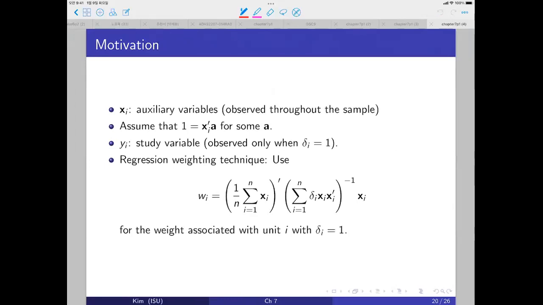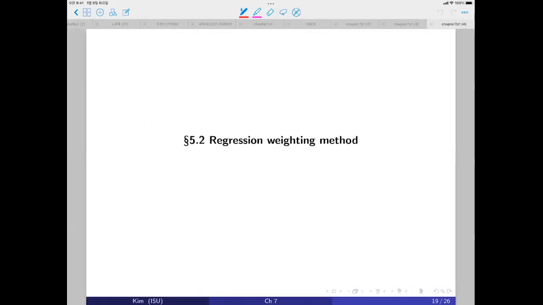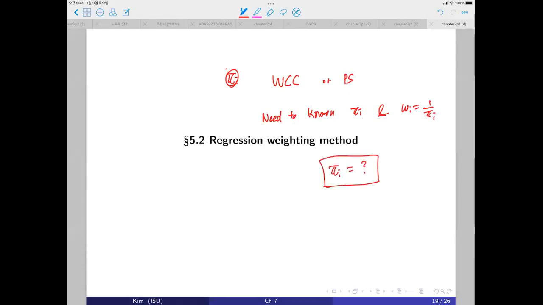So, the regression weighting technique. The motivation is this. We know that pi I is the propensity. To compute the propensity score estimator, we need to know pi I and then apply 1 over pi I as a weight. So that is the motivation. And modeling pi I is somewhat difficult, right? How to make a model specification?